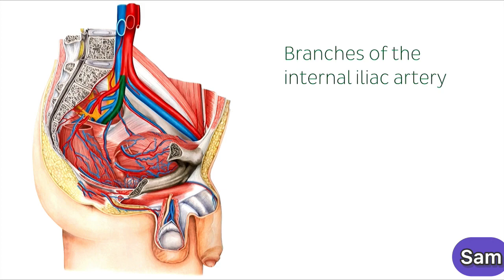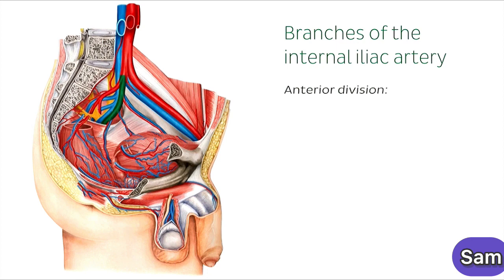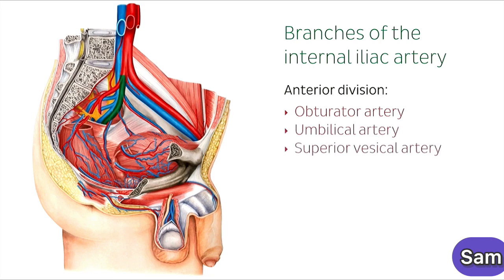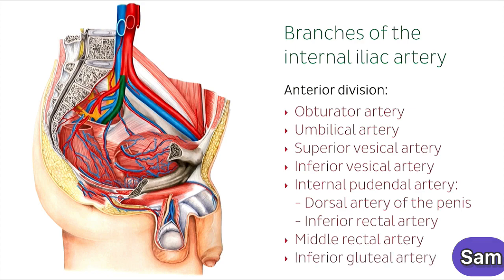The branches of the internal iliac artery in the male pelvis include a posterior division, which includes the following branches: the iliolumbar artery, the superior gluteal artery, the lateral sacral arteries, and then there is an anterior division which has a bit more branches, which include the obturator artery, the umbilical, the superior vesical, the inferior vesical, the internal pudendal artery, which then divides into the dorsal artery of the penis and the inferior rectal artery, and the middle rectal artery, and finally the inferior gluteal artery.